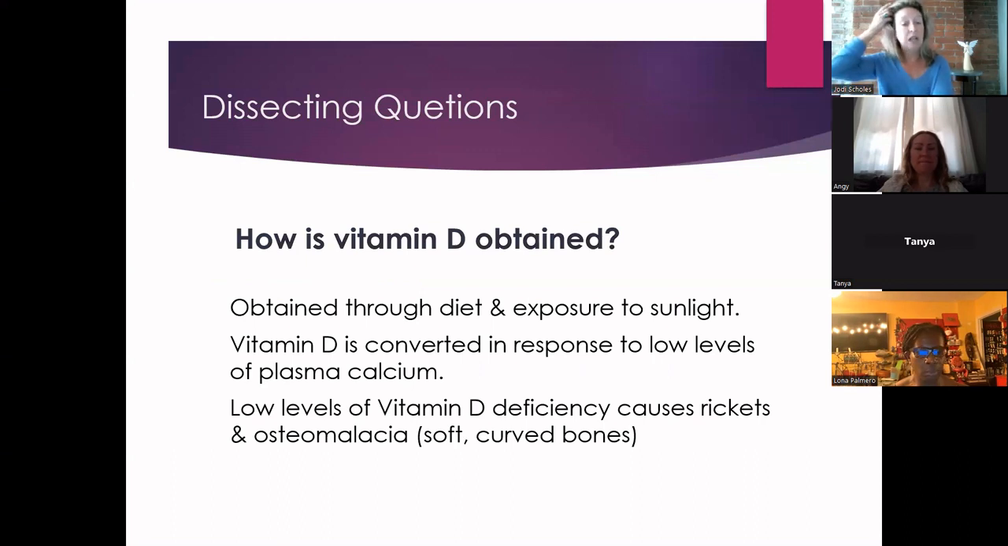Oh, there we go. Vitamin D is converted in response to low levels of plasma calcium. Yeah. So low levels of vitamin D deficiency also causes rickets. So rickets is a deficiency in vitamin D. Rickets is brittle bones. And also osteomalacia, which is soft bones or curved bones. Just a few more vocab words for you there.